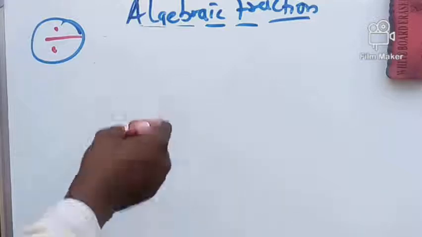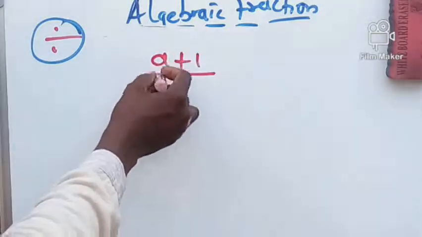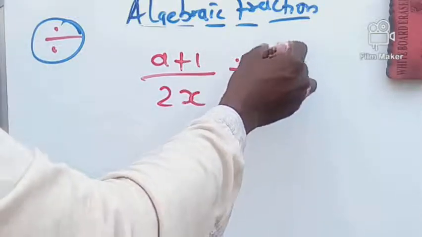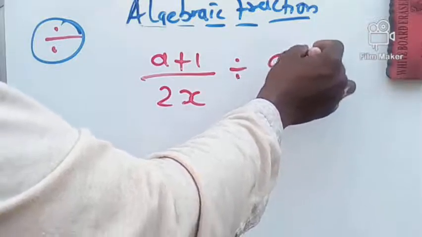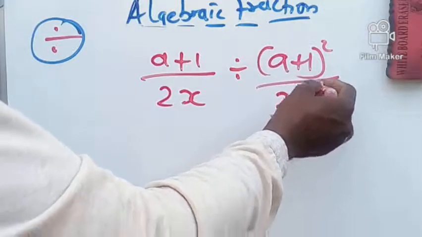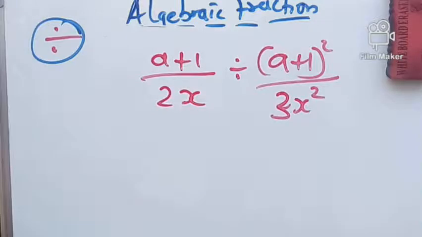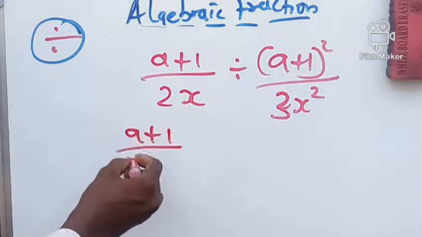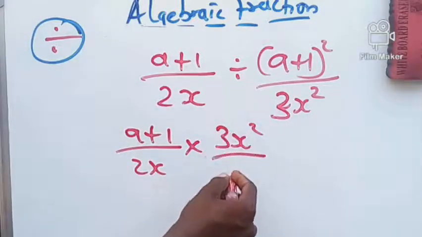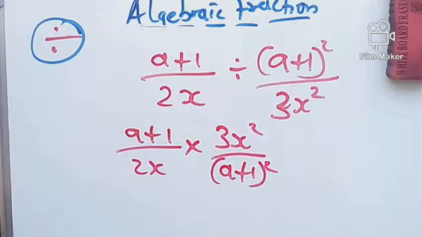So let's take another example. Let's say we have a plus 1 over 2x, divided by a plus 1 squared over 3x squared. How do we tackle this problem? Remember, the rule says change the division sign to multiplication sign. To do that, the other fraction will change its position. So we have a plus 1 over 2x multiplied by the whole thing changed, so you have 3x squared divided by a plus 1 squared. And anything squared means that they multiply 2 times.